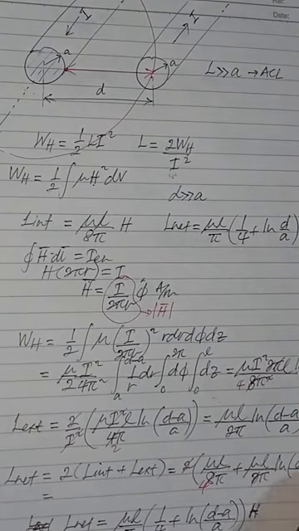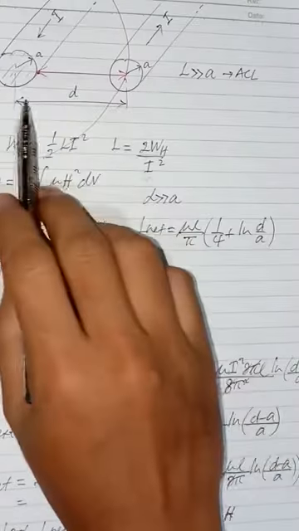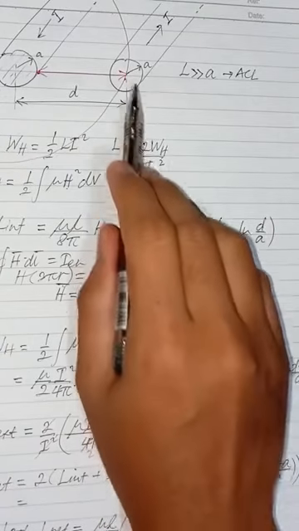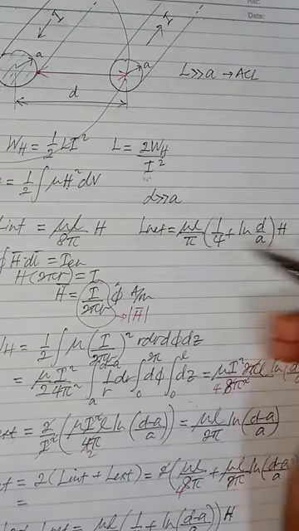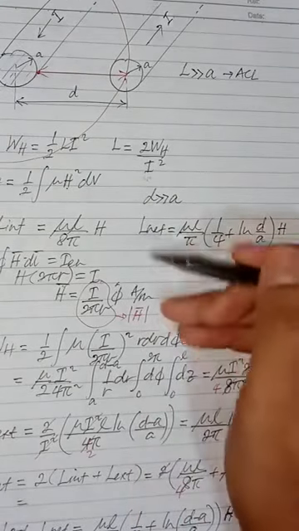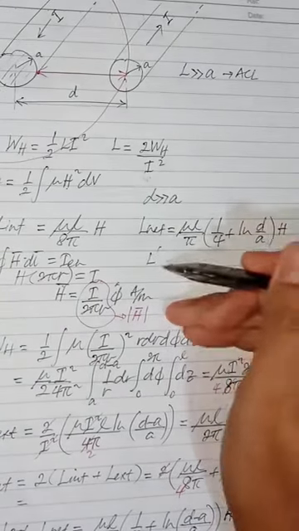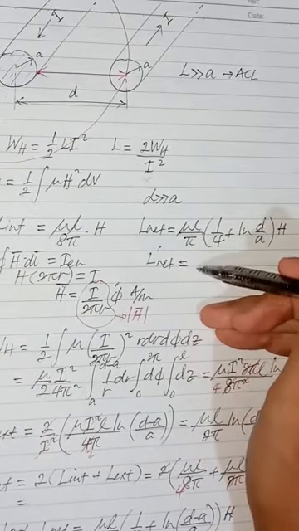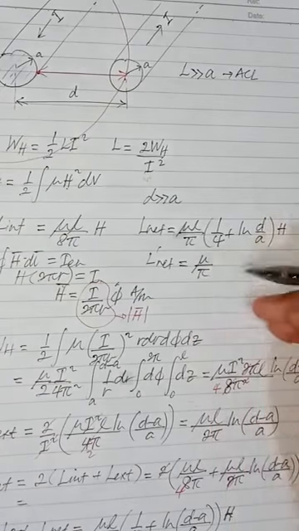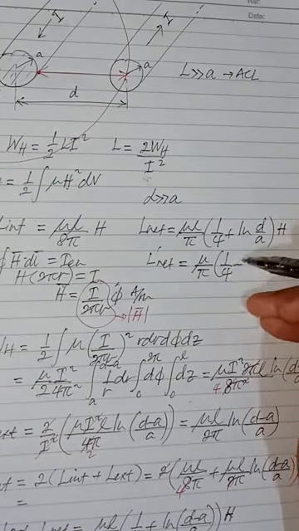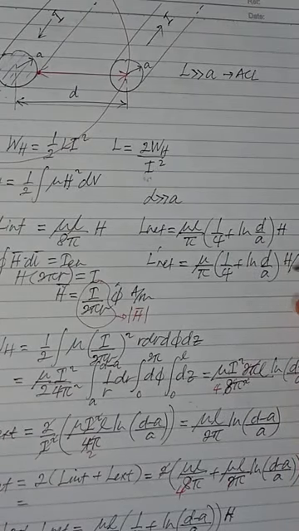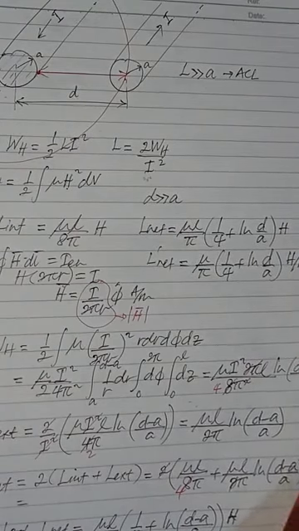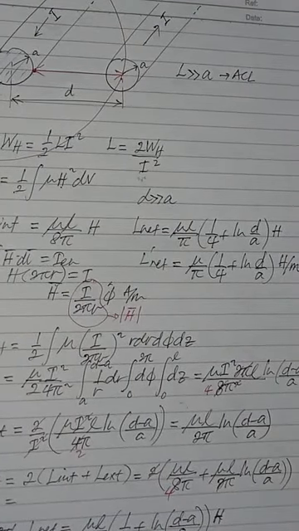Okay guys, so this is the case when we assume that the distance of separation is much larger than its radius. So if you want to find the inductance per meter length, just replace the L here with 1. So you can find the L per meter length is equal to mu over pi, 1 over 4 plus ln D over A. Now we have unit Henry per meter. Okay guys, so that's the idea of how we can find the inductance.